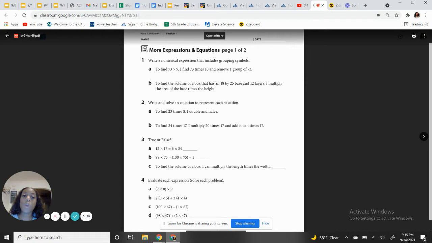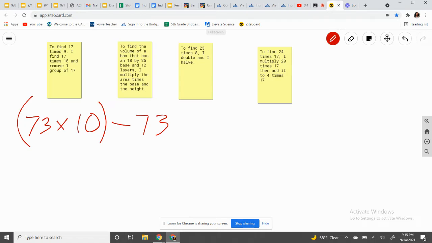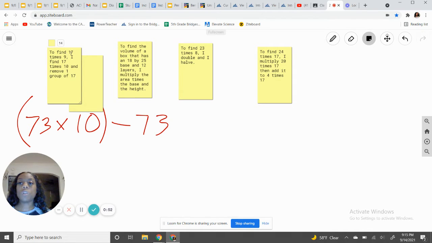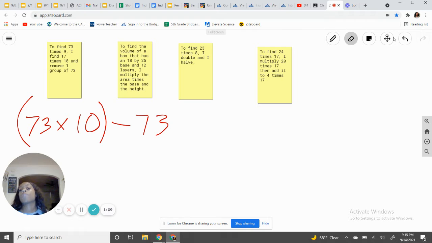Then I remove one group of 73. What strategy is that? If we see 9, I just put the answer there, but we're going to walk you through it. If we see 9, we automatically ought to think, I need to get to a friendly number so as to make this easier. That's all we're doing. When we're inserting specific strategies, I just need you to know that we're doing it for the purpose of making your life easier. We're trying to find the more efficient way.